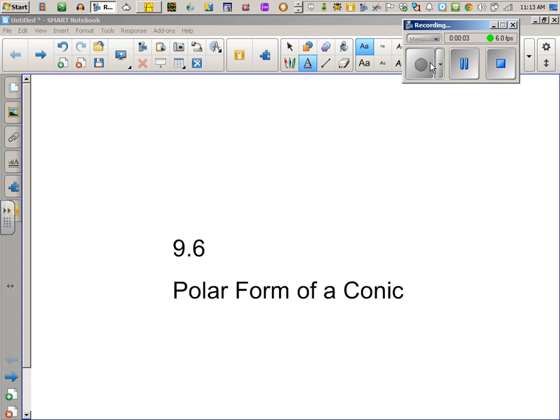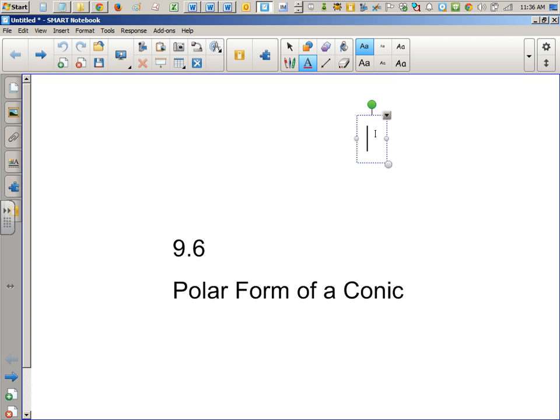9.6 for the form of a conic. All right, here we go. So I think the book kind of makes a mess of this topic. It makes it really complex and difficult to understand.